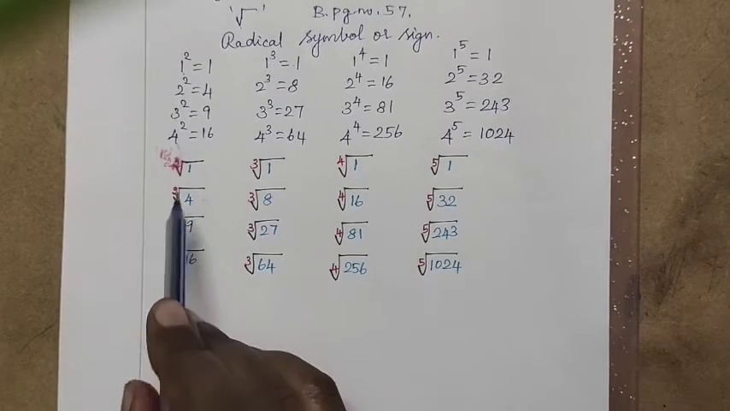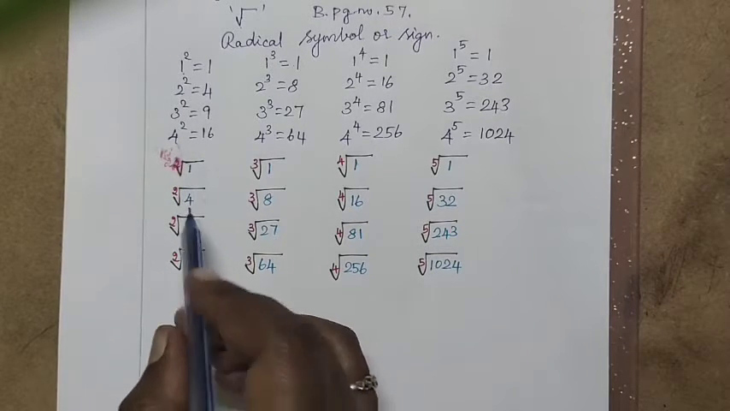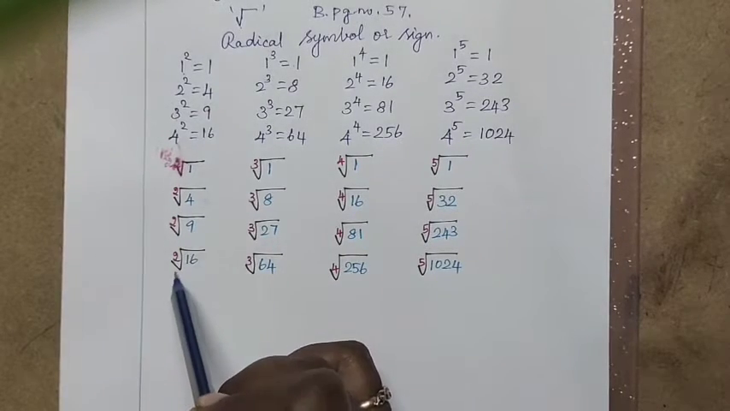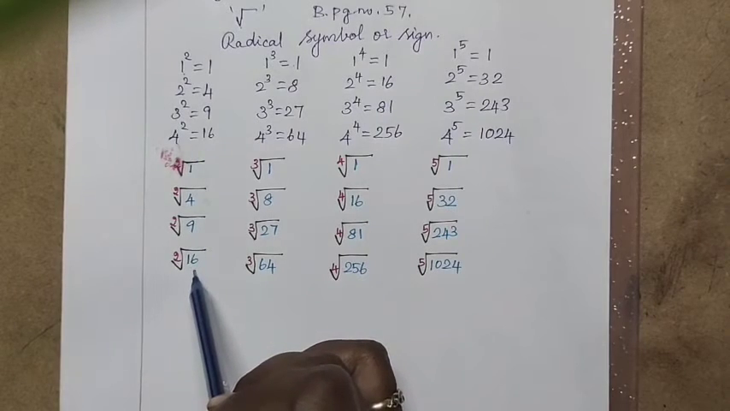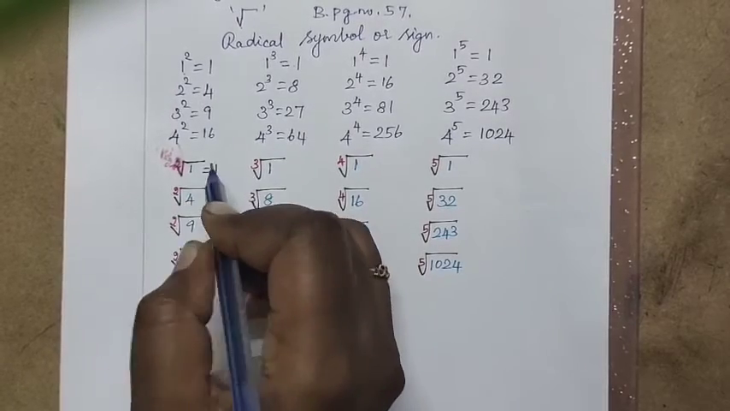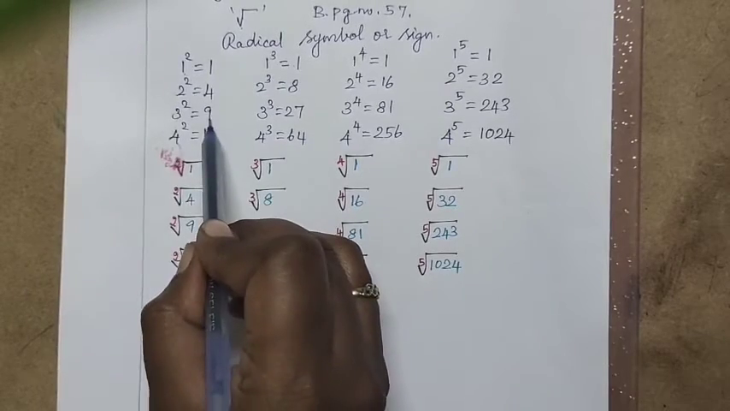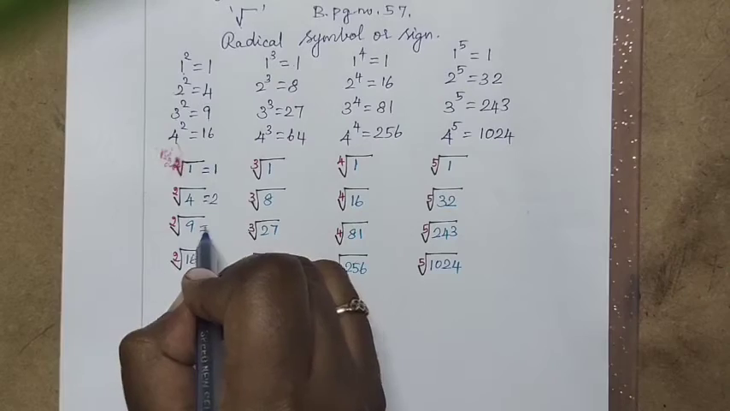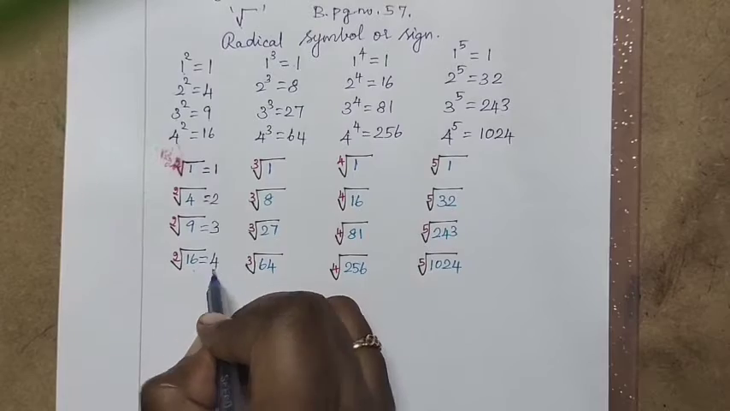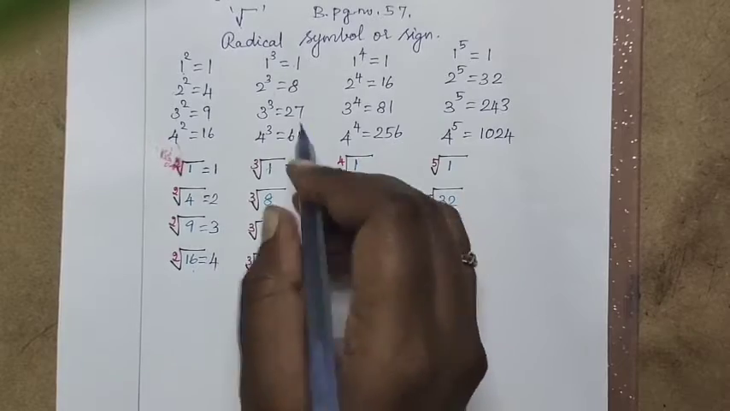See here, we can write it as square root of 1, square root of 4, square root of 9, square root of 16. See here what will be the answer. Here 1, here 2, here 3: 3 3s are 9, so 3 will be the answer. 4 4s are 16, so 4 is the answer. Like that. See here also 1 will be the answer.